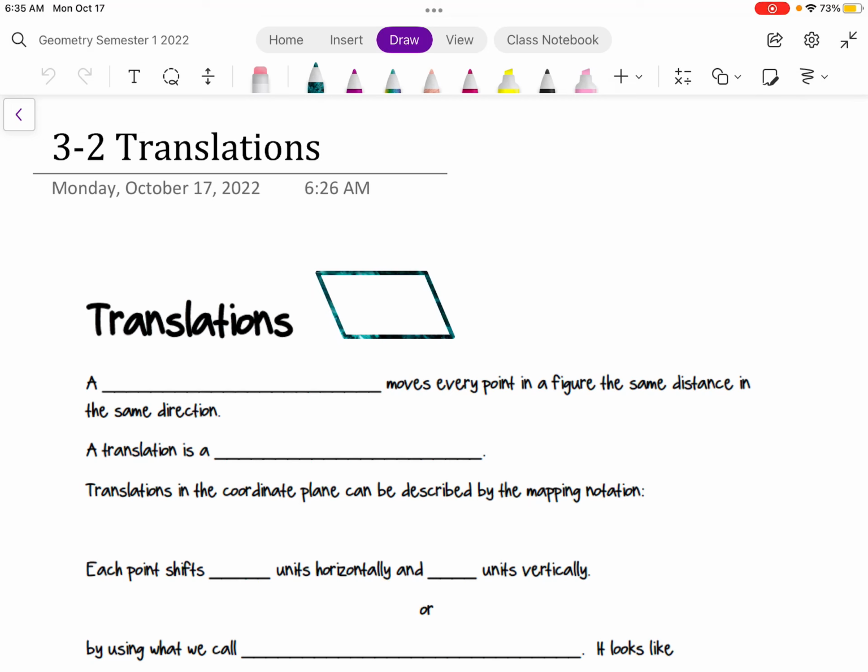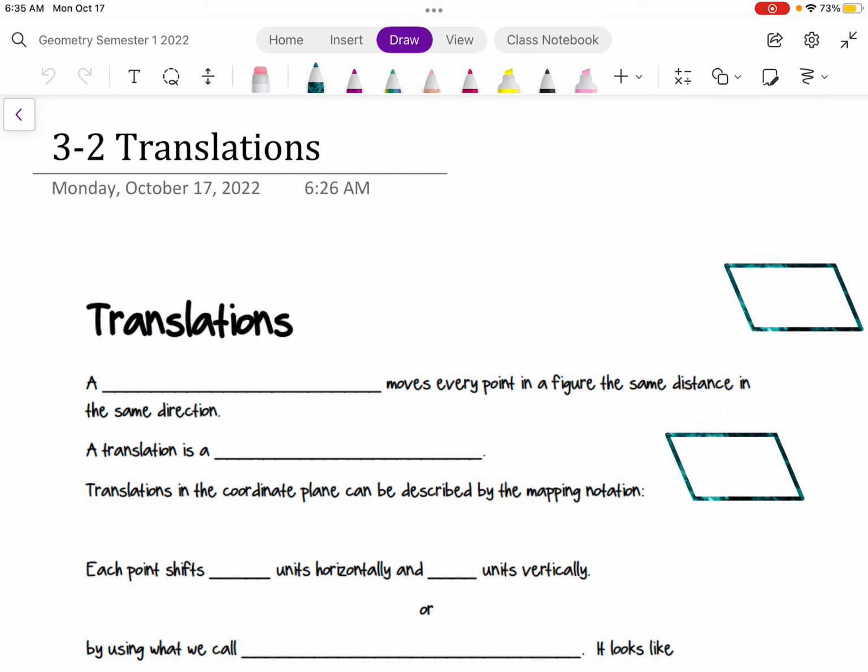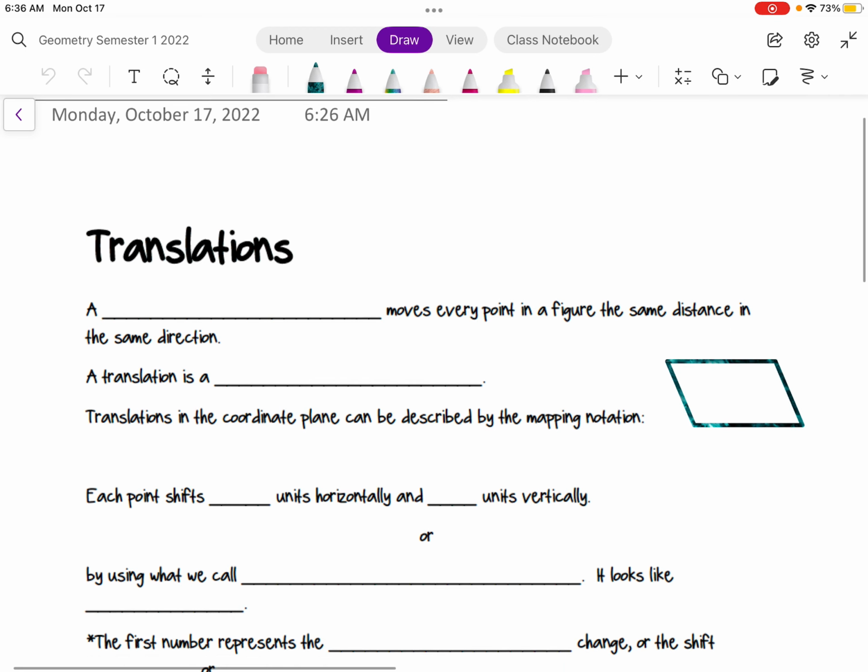All right. Today is 3-2 translations. So what is a translation? In the simplest terms, it's if I could take this shape, pick it up, and move it somewhere else. So I can move it over and I can move it down. Okay? That would be a translation.